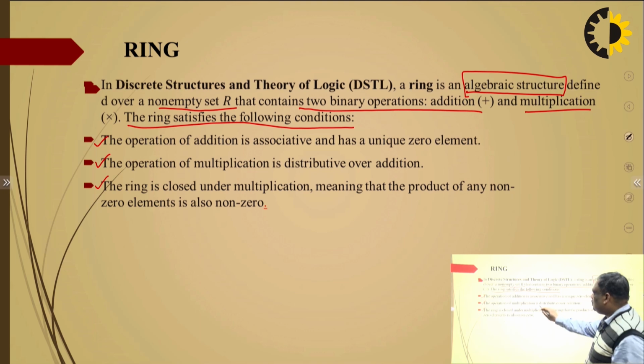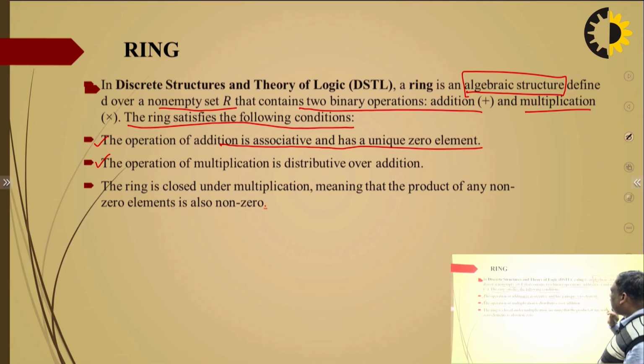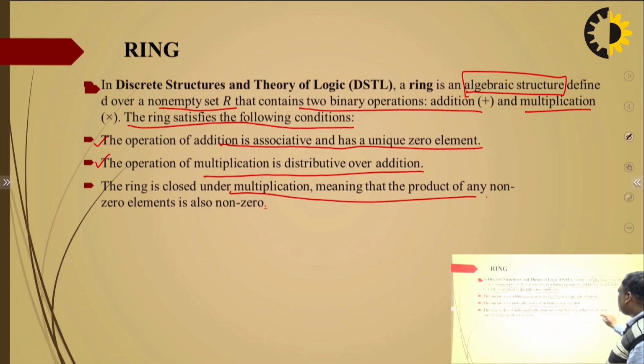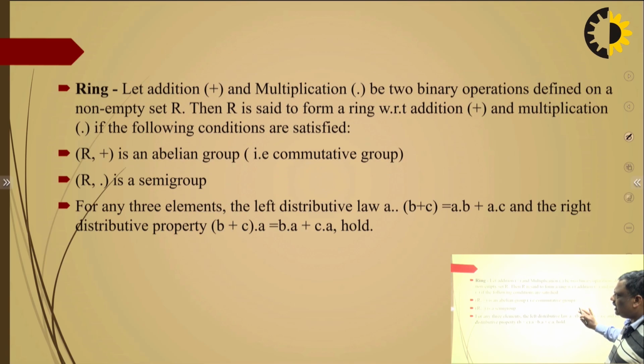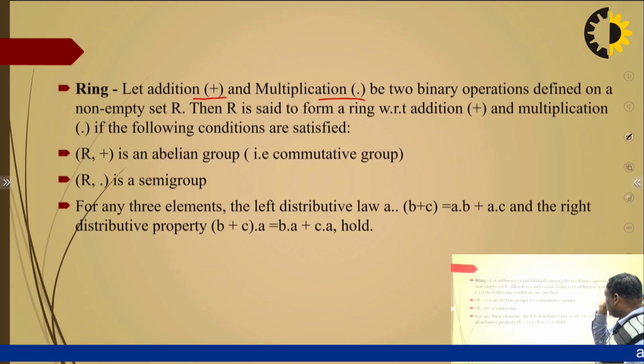So under the operation addition there is a unique element 0, multiplication is distributive over the addition, and under multiplication the product of non-zero elements is also non-zero. We can elaborate. Here there are two operations, addition and multiplication. We thoroughly understand this term.